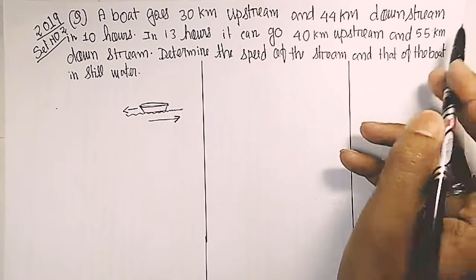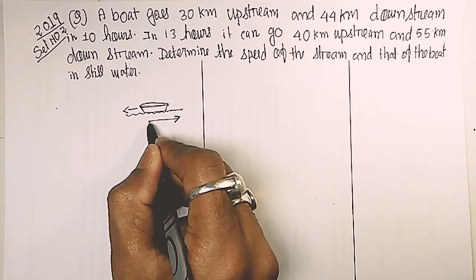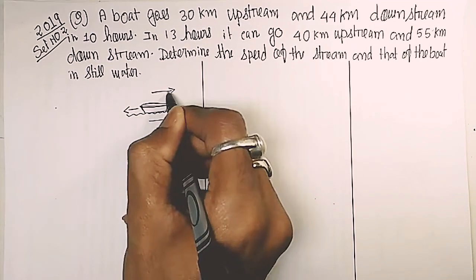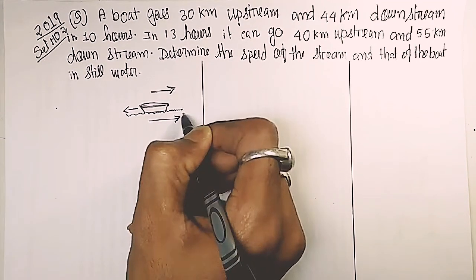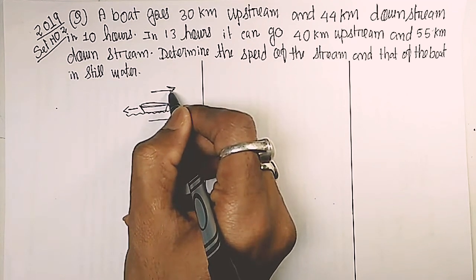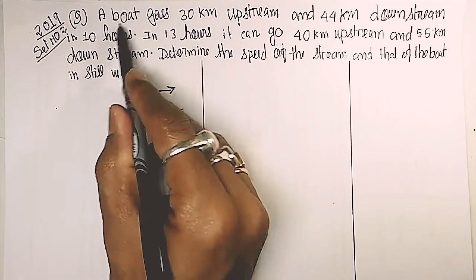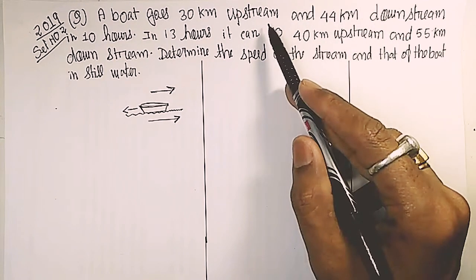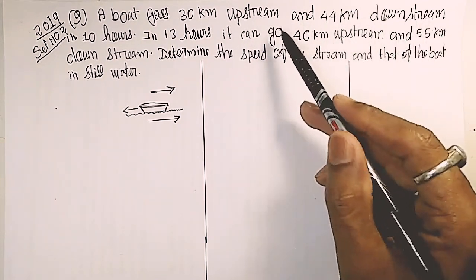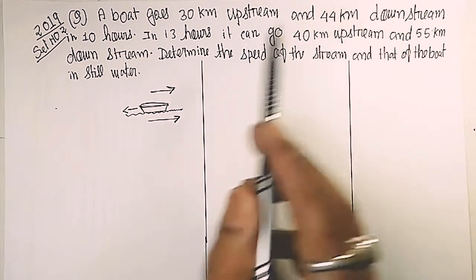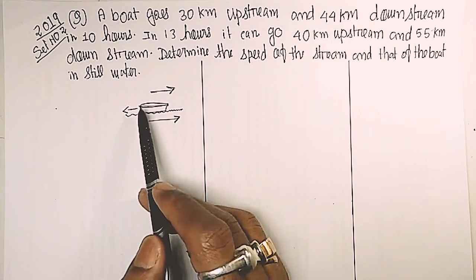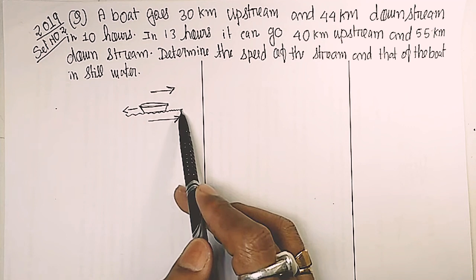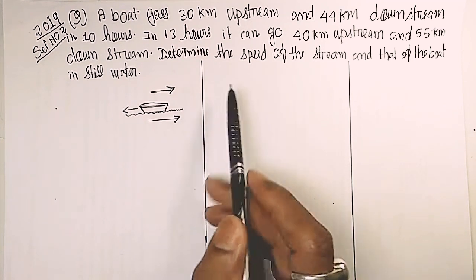And what is the meaning of downstream? Suppose the stream is moving in this direction and the boat is also moving in the same direction. That means the flow of current and the direction of the boat is the same. That time we can say that the boat goes downstream. So these are the two important words you should remember for doing this type of question. Upstream means the boat is moving against the flow of current, and downstream means the boat will move in the same direction of the current. Now move to the question.